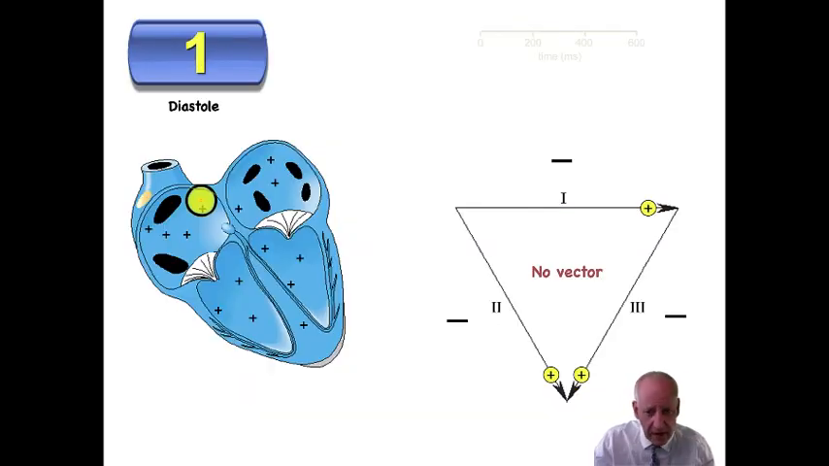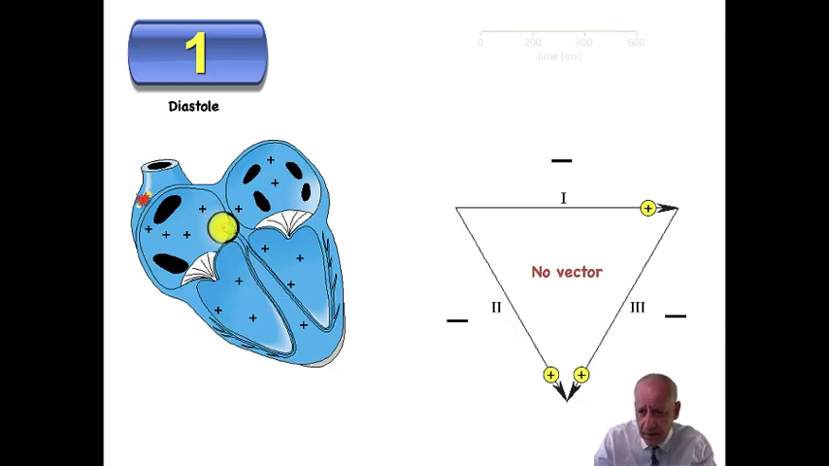So let's go through the cardiac cycle, and we begin in diastole when all of the myocytes of the heart are polarized, and there is a uniform positive charge on their surface, and as a consequence there is no electrical vector at this point in time. So let's identify the electrical events which give rise to each deflection on the EKG.